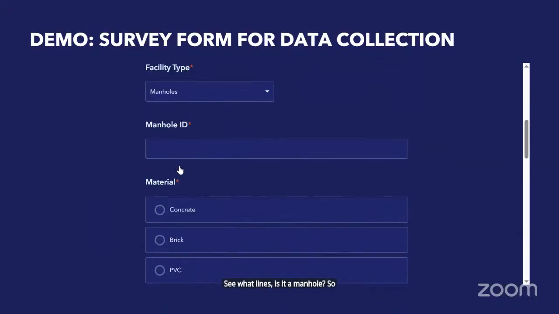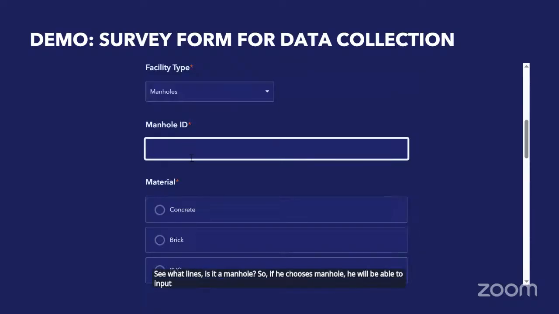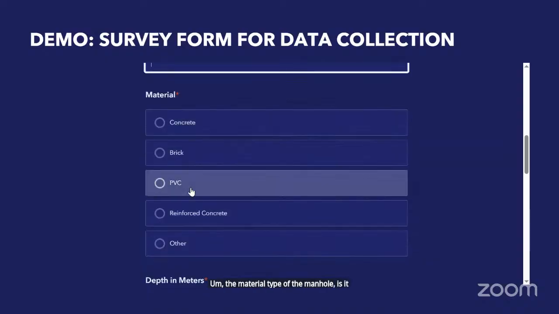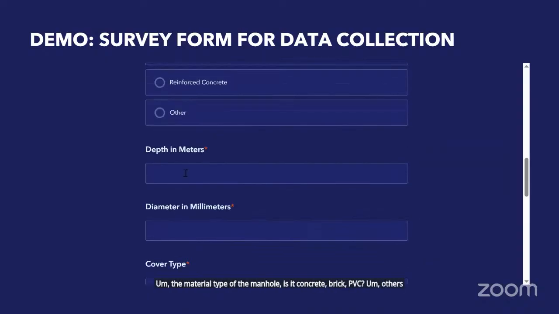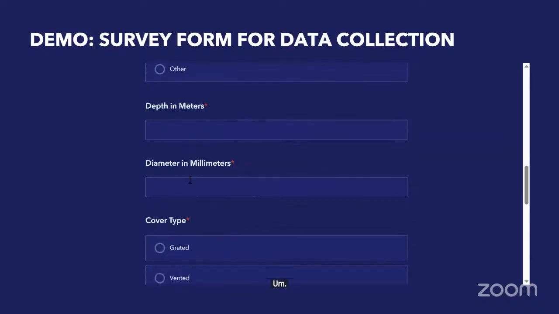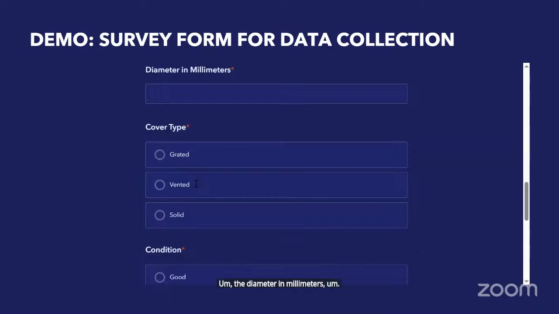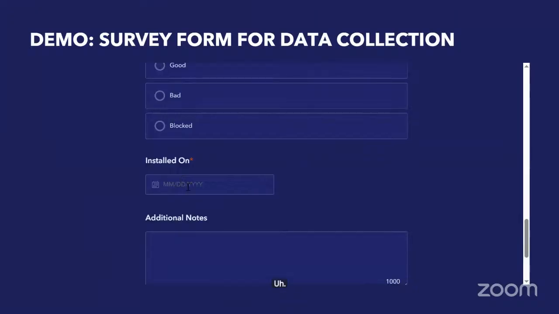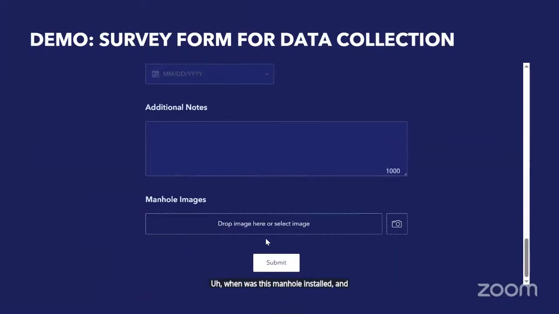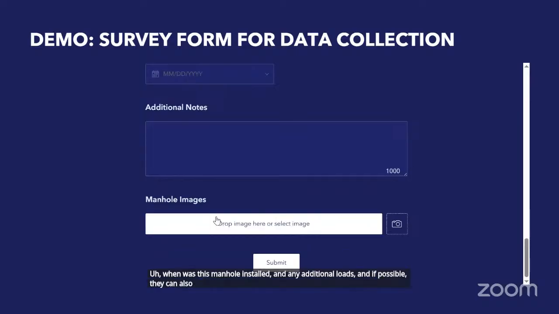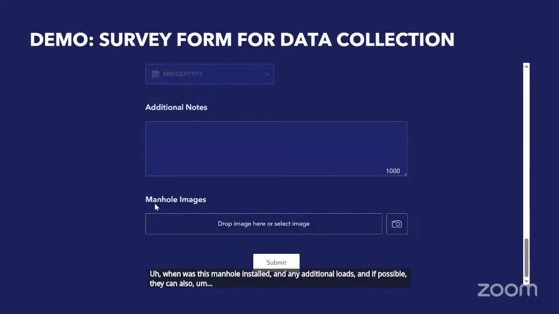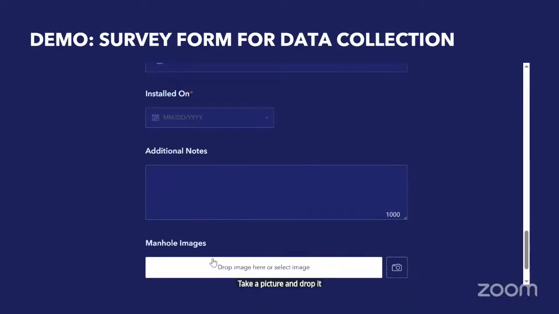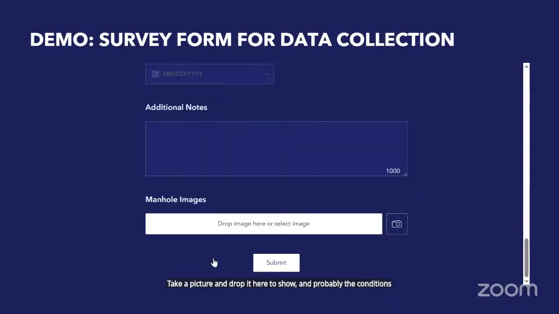If he chooses manhole, he will be able to input the manhole ID and the material type of the manhole. Is it concrete, brick, PVC, or others? The depth in meters, the diameter in millimeters, the cover type, the condition of the manhole, when this manhole was installed, and any additional notes. And if possible, they can also take a picture and drop it here to show the condition of the manhole.